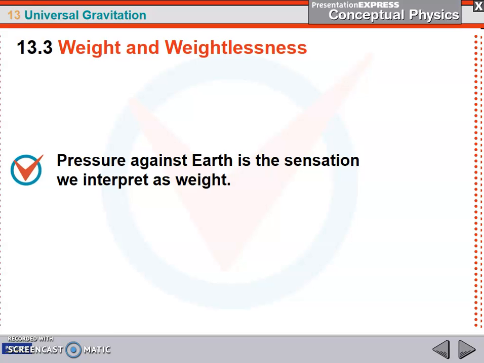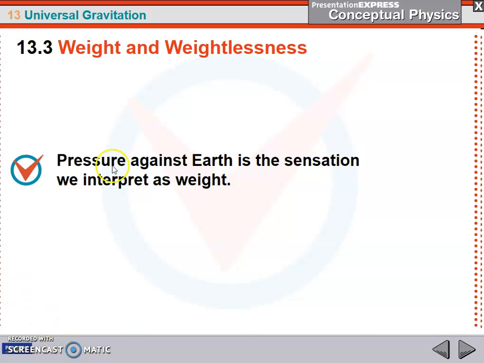All right, so pressure against Earth is the sensation we interpret as weight. So I'm just standing here. Actually, I'm sitting here. You're probably doing something similar. I'm 99.99% sure that you are being held up against Earth. I doubt you're watching this on an airplane. So when the pressure is pulling us down and Earth is holding us up, that pressure is what we feel as weight.